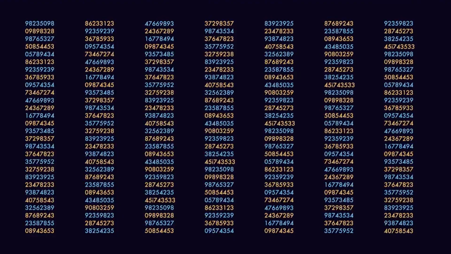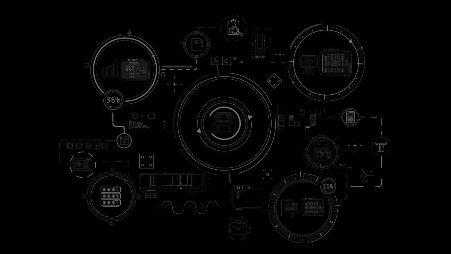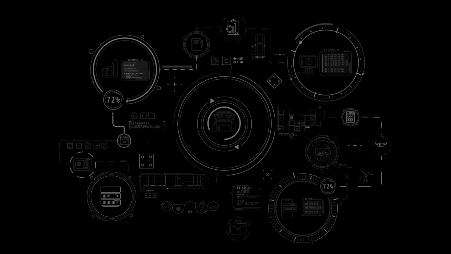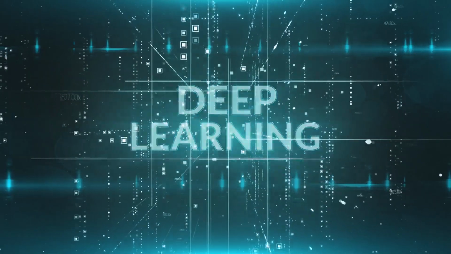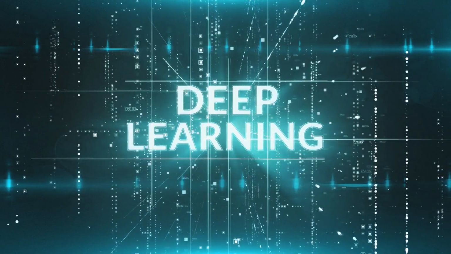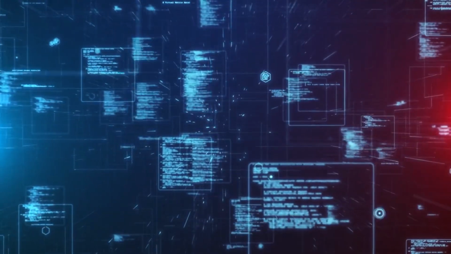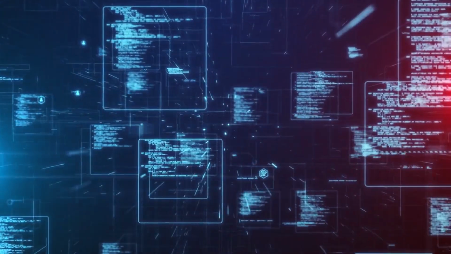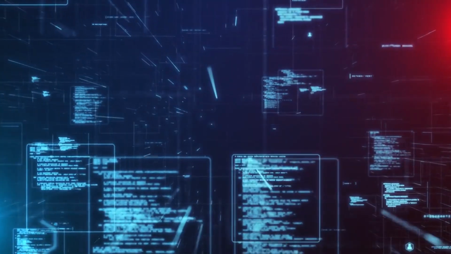Conclusion. Feature extraction is a fundamental concept in computer vision. It allows computers to understand and interpret visual data by identifying and extracting meaningful features. From traditional methods to deep learning, feature extraction has come a long way. As technology continues to advance, we can expect to see even more sophisticated and powerful feature extraction techniques emerge.